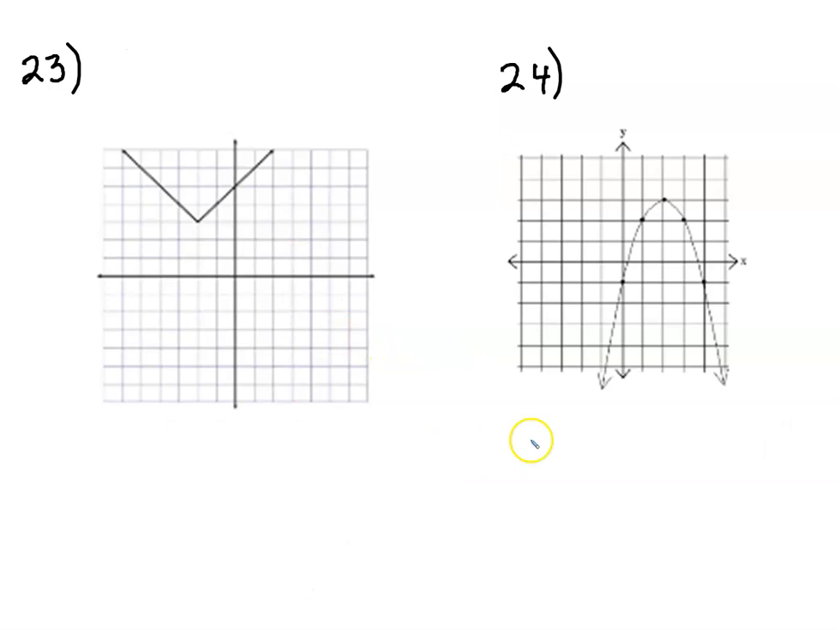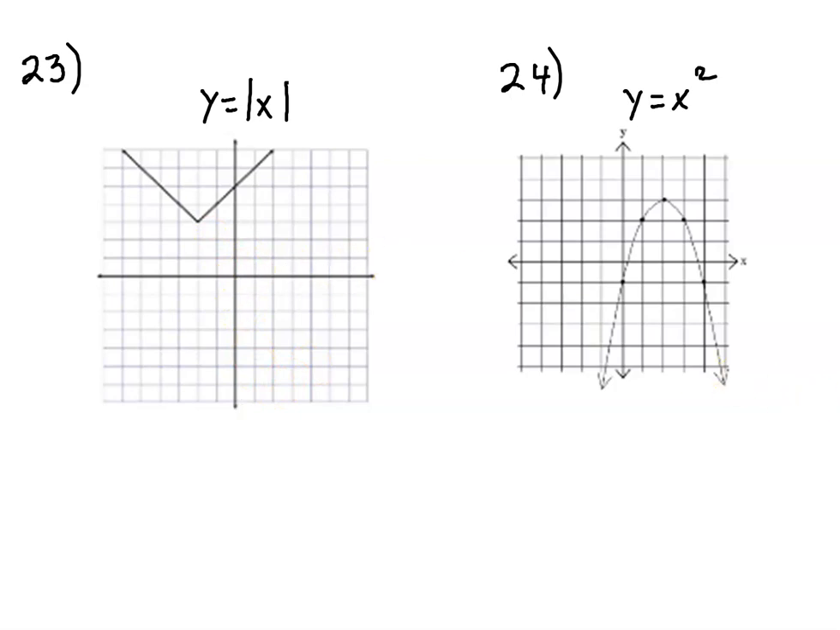Okay, I think this is it. So this is the parent y equals the absolute value of x. This is the parent y equals x squared. And I want to know if you can give me the new equation that represents the transformed parent. So 23 represents a translation. That's just a fancy word for shift.